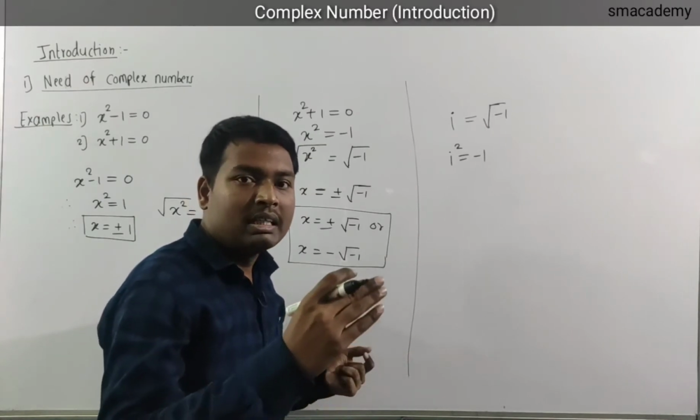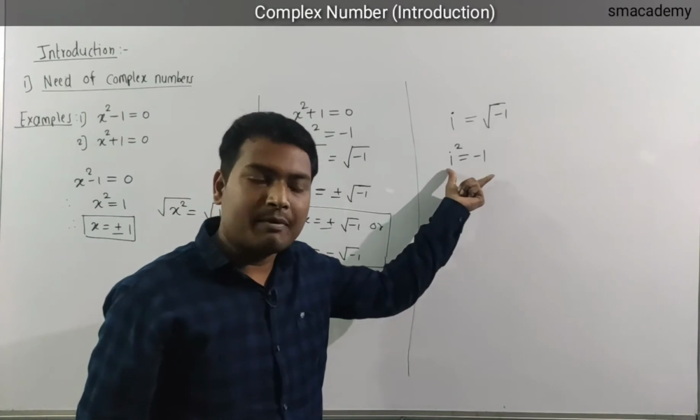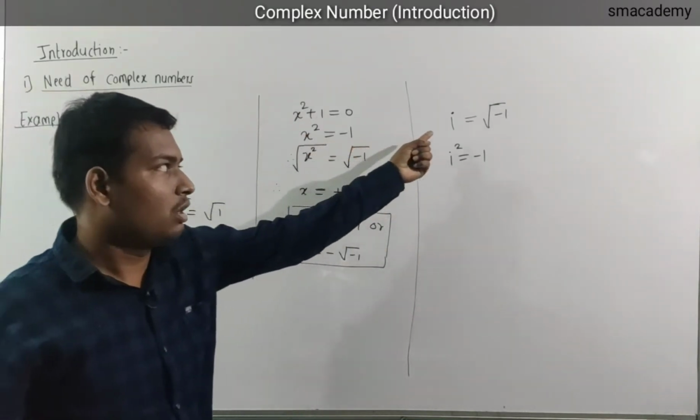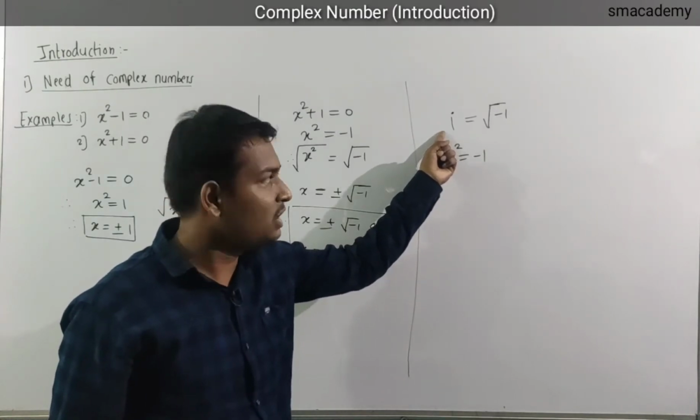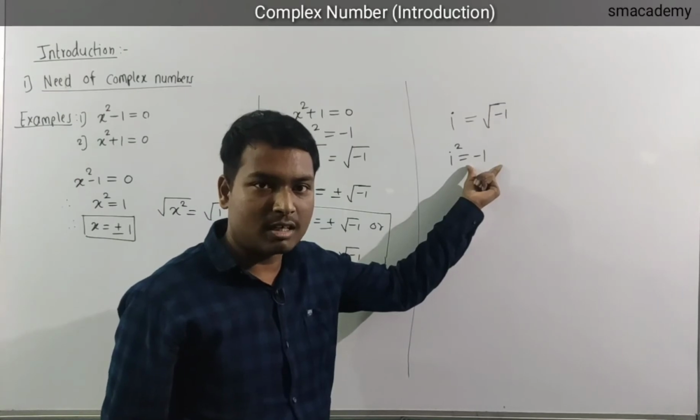Okay, therefore there is a need to enlarge the set of real numbers, and therefore the Swiss mathematician introduced a new number called iota. The value of i is equal to root minus 1, and i square is equal to minus 1. Up to this is clear.